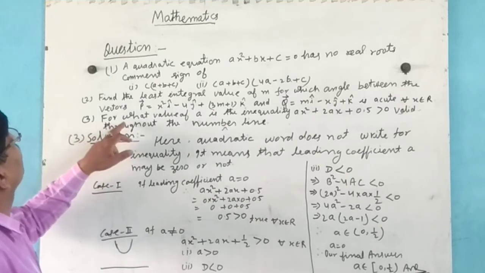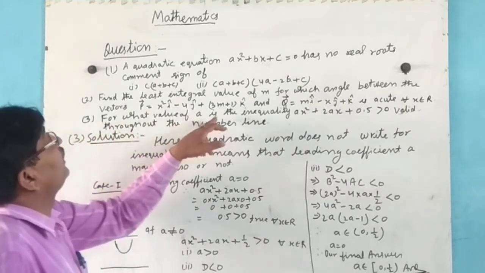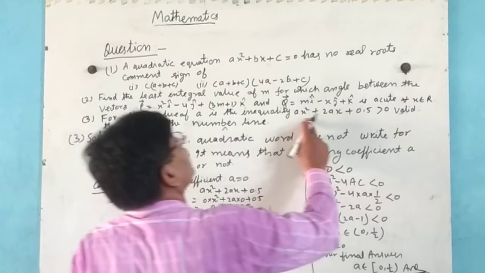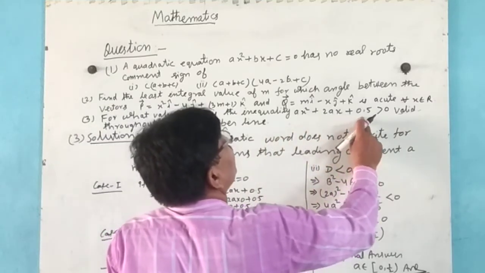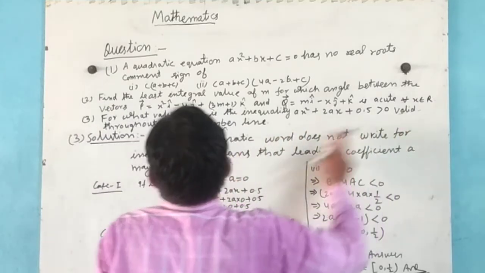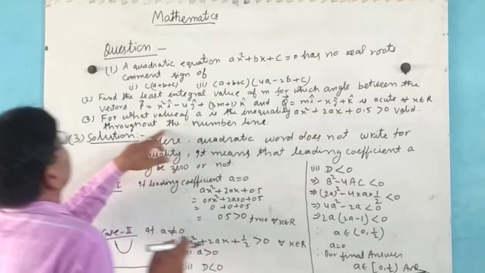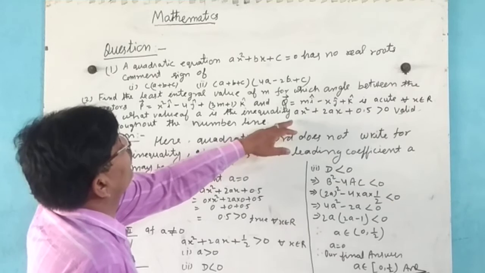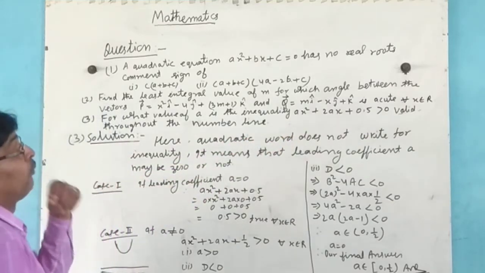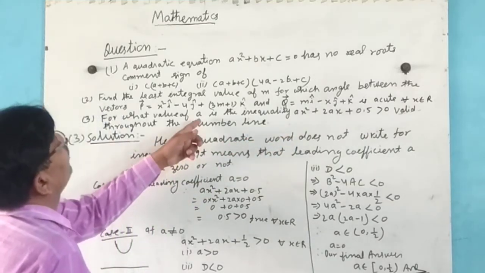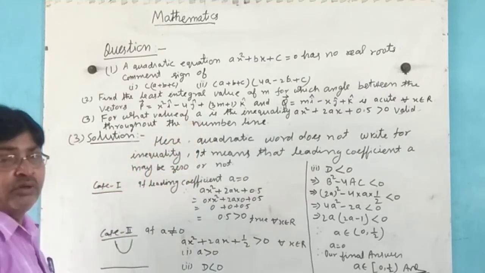Question 3: for what value of a is the inequality ax square plus 2ax plus 0.5 greater than 0 valid throughout the number line? This inequality must be valid throughout the number line. For what value of a? We calculate the value of a.